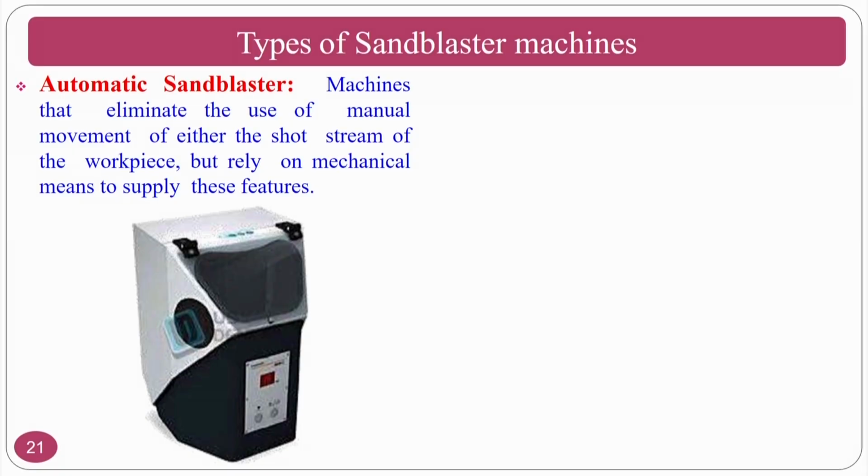So, types of sandblaster machines: normally an automatic sandblaster will be there. This is one type where you can eliminate the manual movement of the shot stream. You just put the part inside this and you can blast.